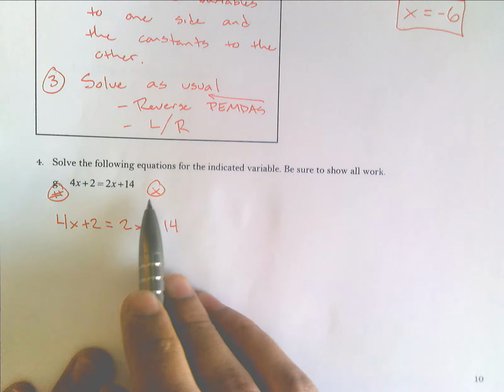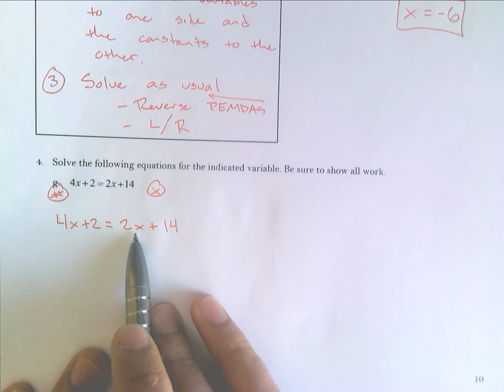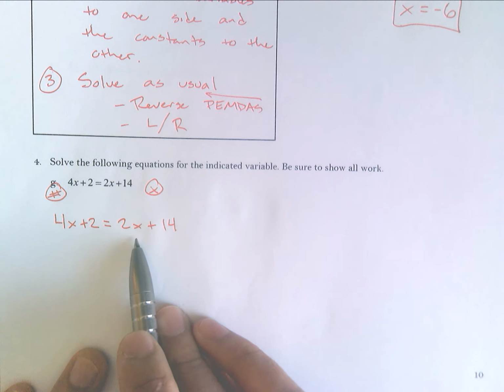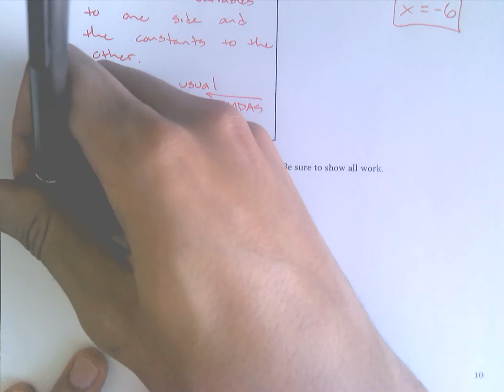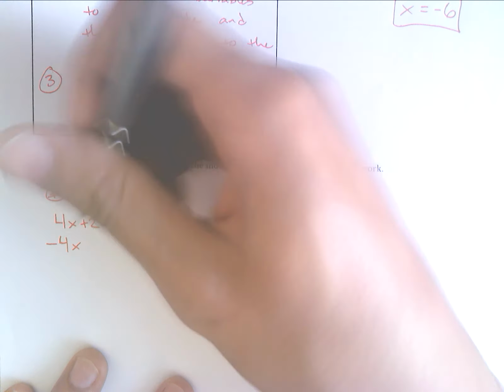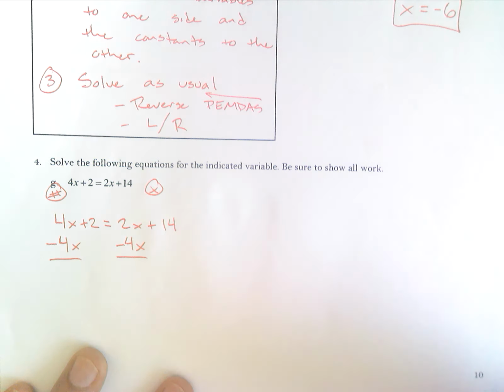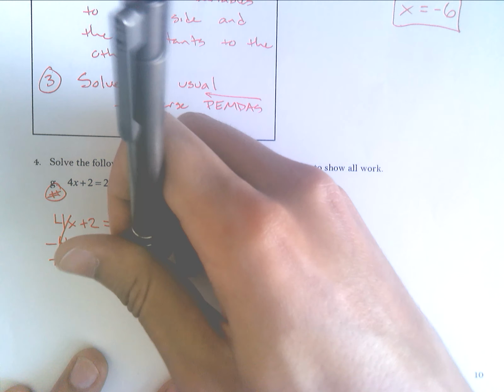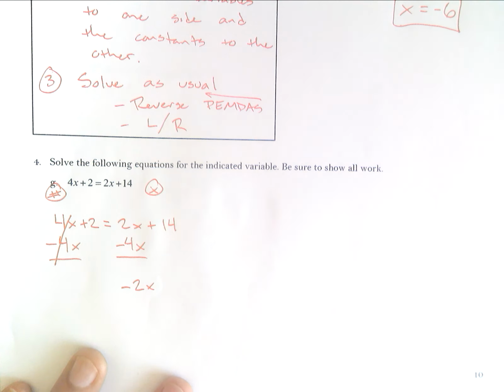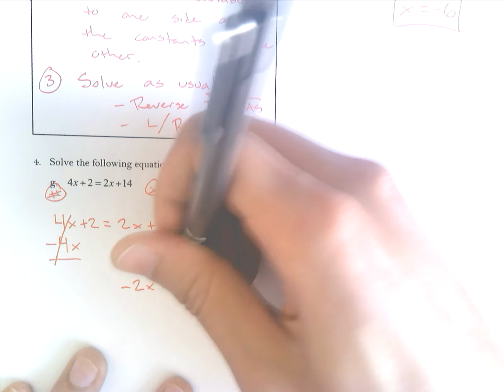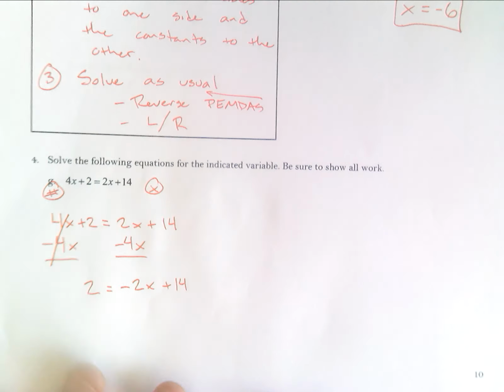So if we want the variables over here, well, this is already over here, but we got to move this 4x to the other side. So in order to move it to the other side, we have to do the inverse operation. We have to do the opposite. So minus 4x. So on the left side, this cancels. That's good. That's what we want. And then over here, we have 2 minus 4. You can plug that in your calculator, or you might know that it is negative 2x. We'll bring down the plus 14, bring down the equals, and bring down the plus 2. So we get something that looks like this.